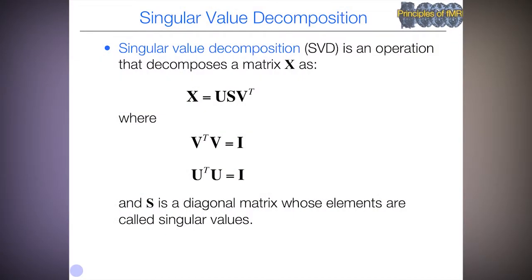So the singular value decomposition is an operation that decomposes the matrix X into three other matrices. So we write X is equal to U times S times V transpose, where V transpose V is equal to the identity matrix, and U transpose U is also equal to the identity matrix. And S is a diagonal matrix whose elements are called singular values. So pictorially, we can write this as follows.